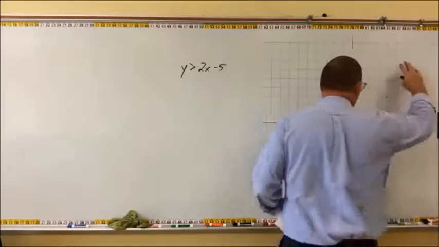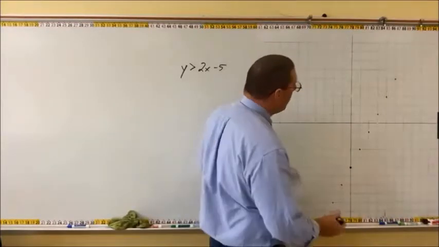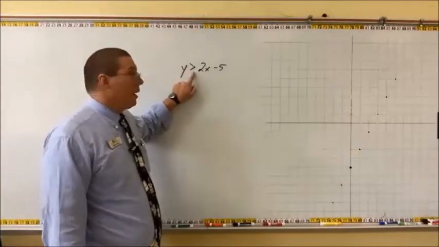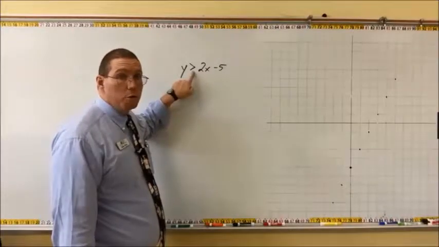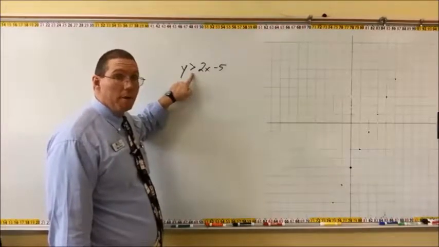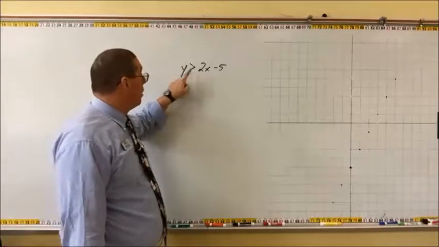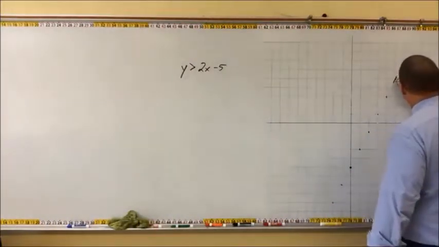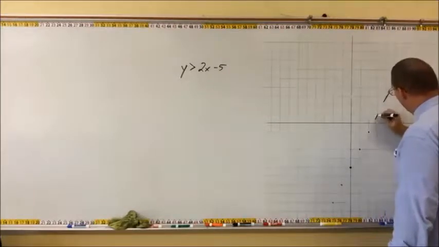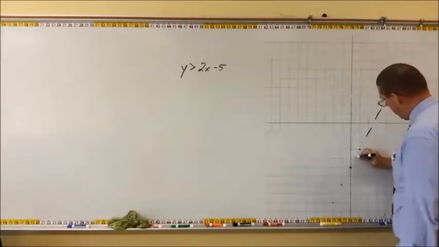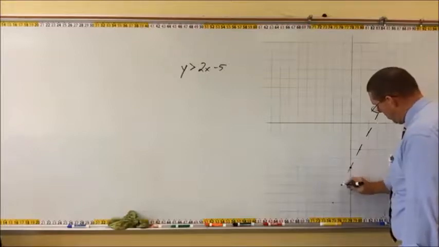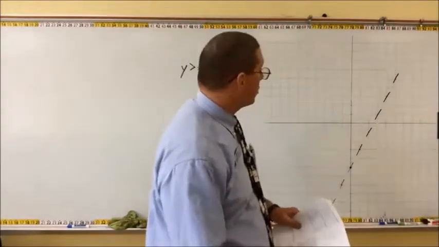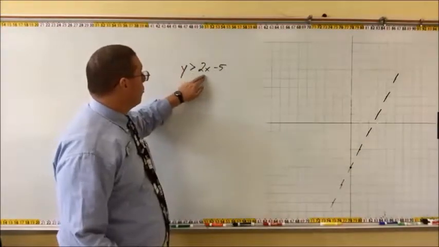And now in this line, you can get a ruler or something, but you need to graph a dashed line because this is not greater than or equal to. So if you graphed a solid line, that's one of the reasons you got part of it wrong. You got to graph a dashed line here. So it's going to be that, that, and that. There you go. There's your dashed line. y is greater than 2x minus 5.